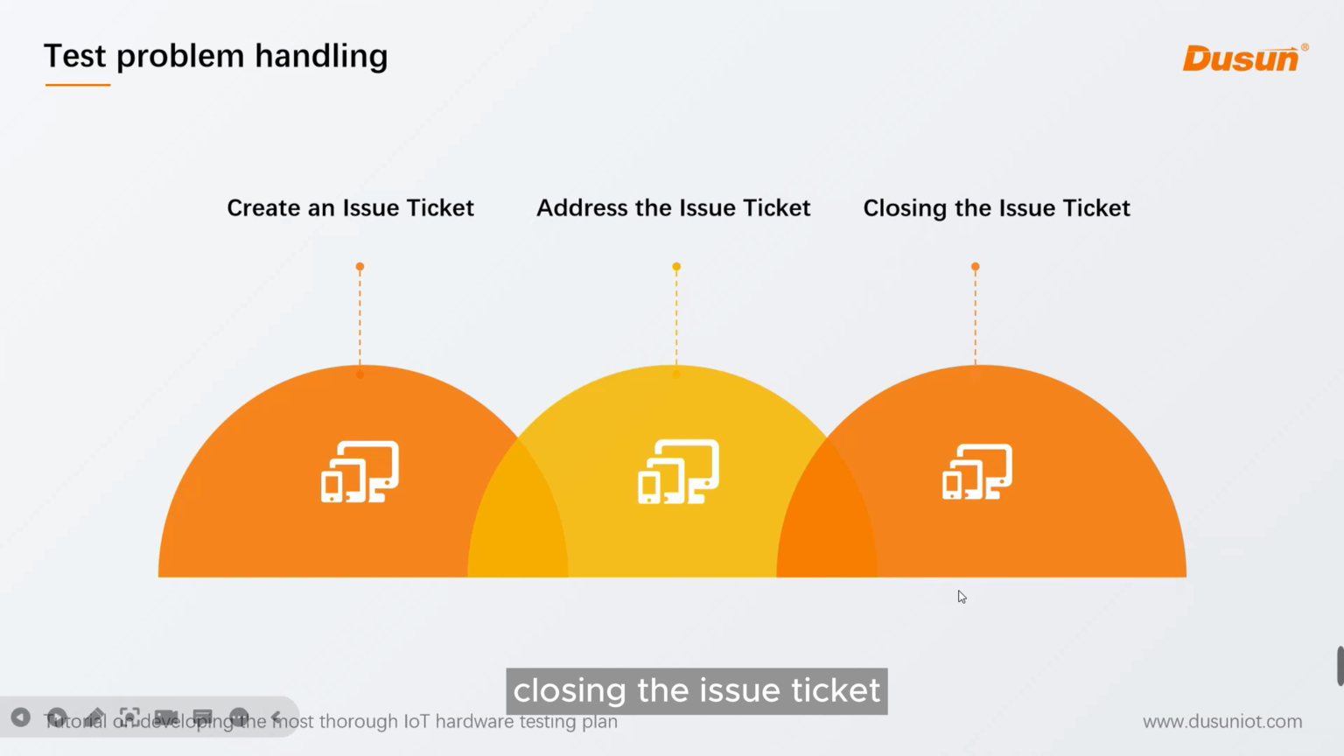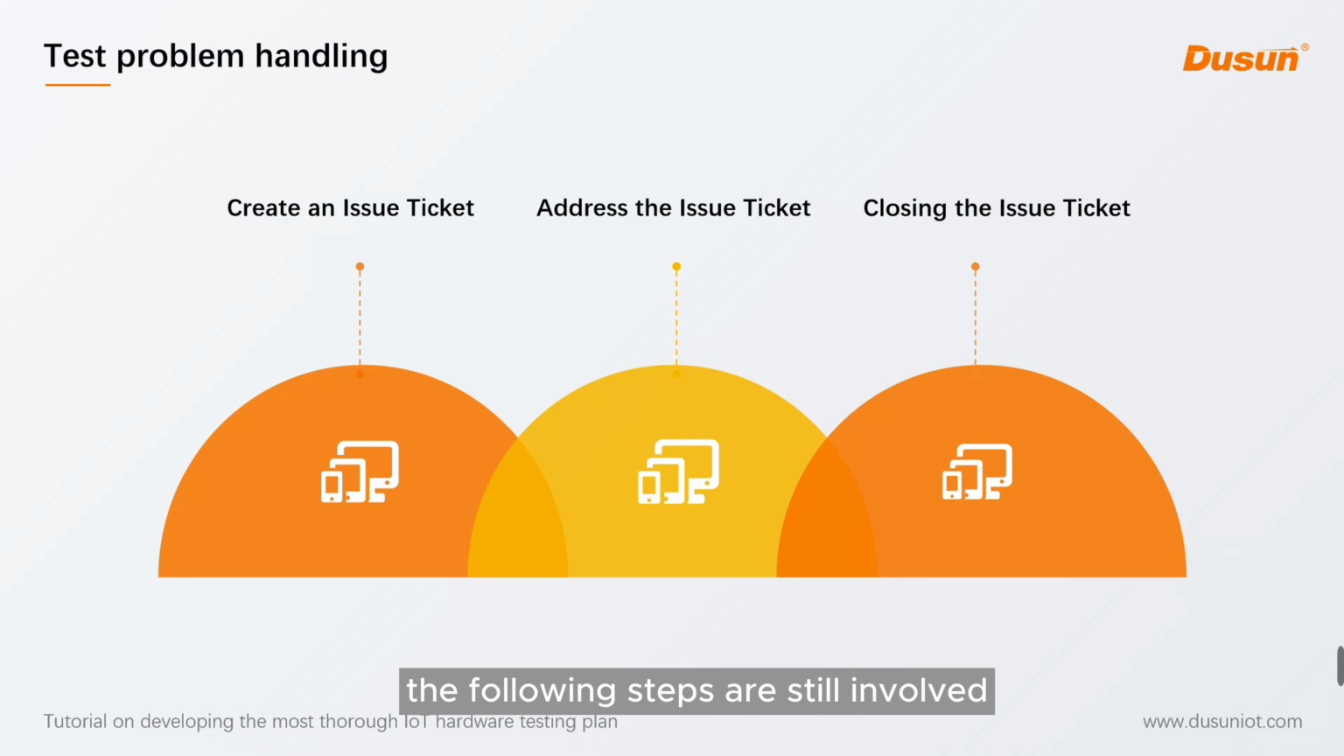Closing the issue ticket. After a bug is fixed, the following steps are still involved in closing an issue ticket. The testing team needs to retest the issue by following the original reproduction steps. If the problem is no longer observed and the fix is confirmed, the issue can be considered resolved.